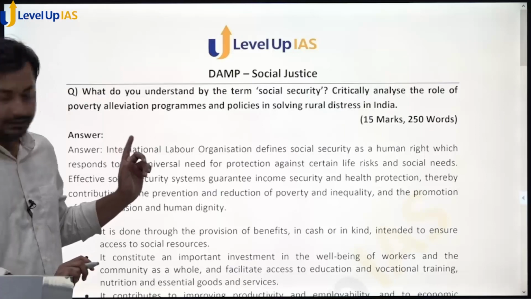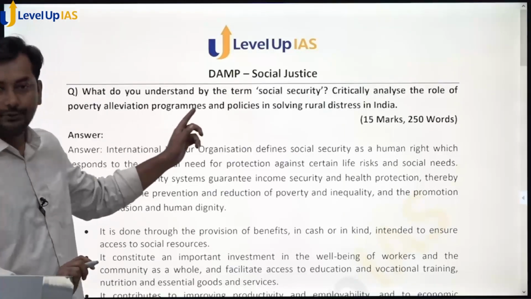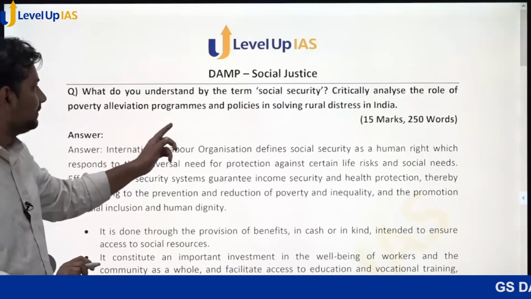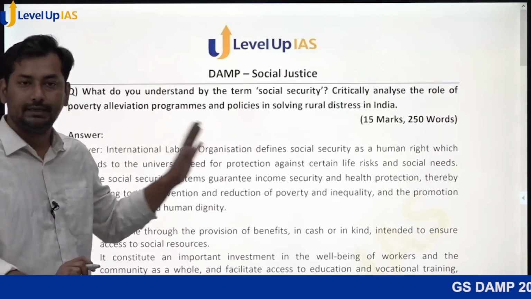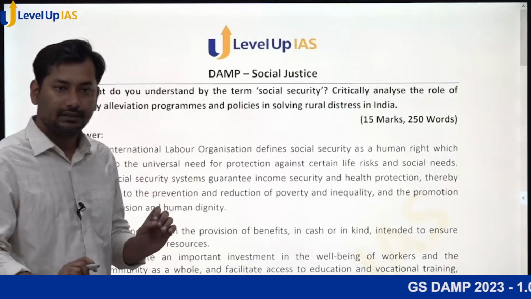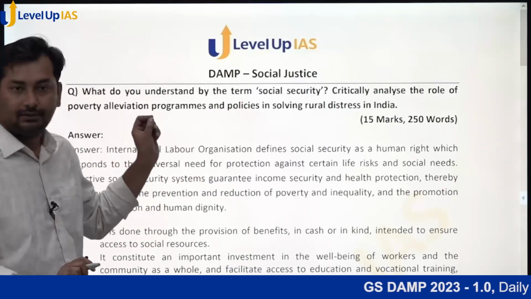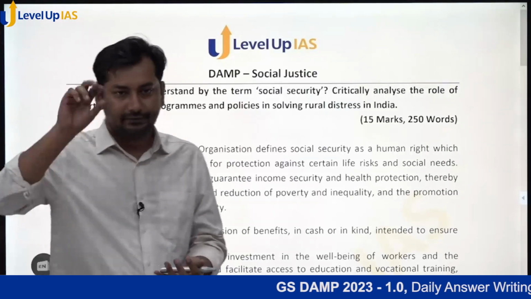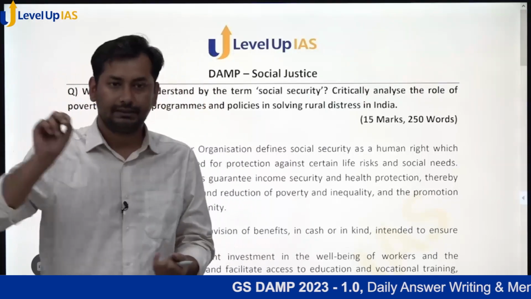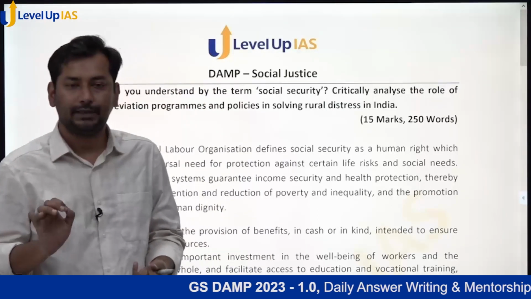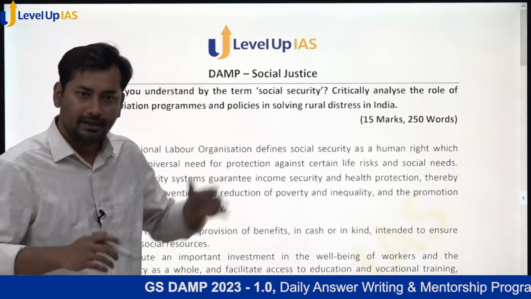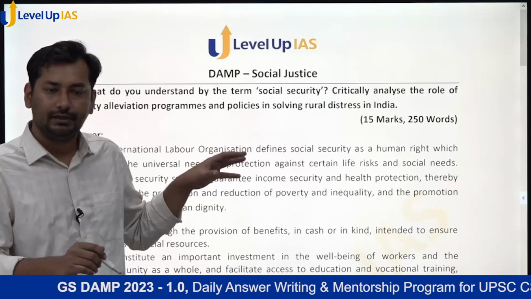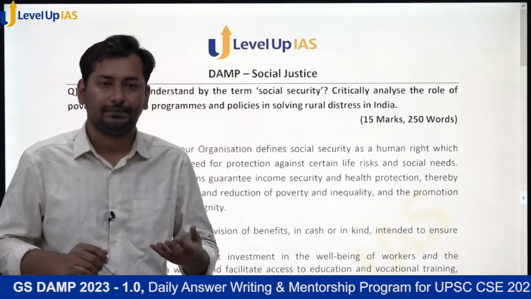The question is, what do you understand by the term social security? Critically analyze the role of poverty alleviation programs and policies in solving rural distress in India. Whenever you get a question where the definition or meaning of any term is asked, you have to explain first the meaning of the term, then also its components. Components means its impact on the society, like these government programs are mainly for reforming our society.